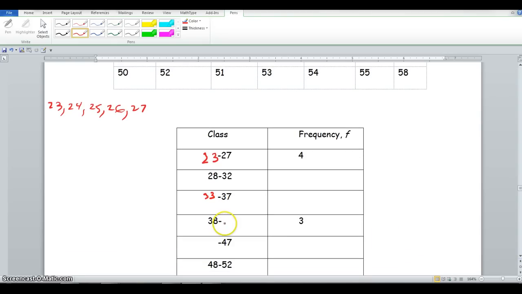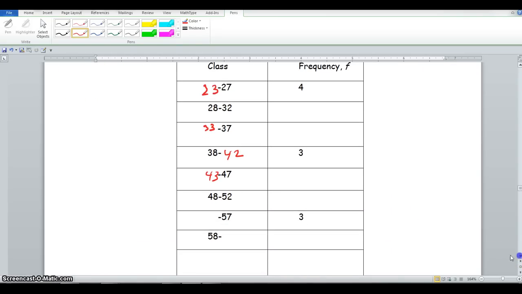Our next class is 38, then you could say 39, 40, 41, 42. And then our next class is 43 to 47. Next class is 48 to 52. Next class is 53 to 57. And our next class is 58, 59, 60, 61, 62. Now let's count how many classes we have. We have 1, 2, 3, 4, 5, 6, 7. We have our 8 classes.